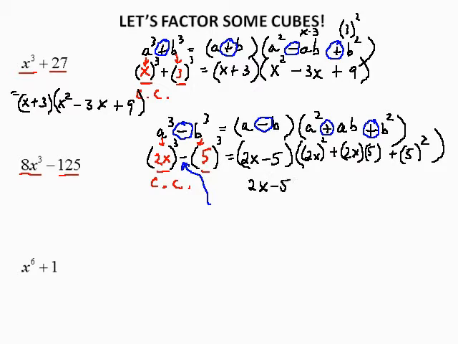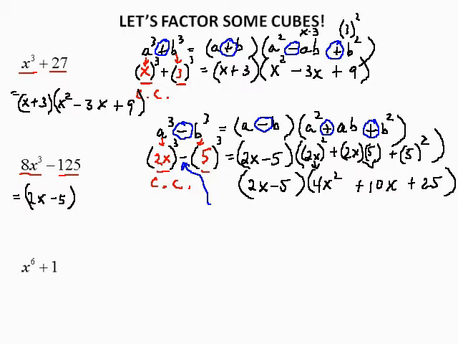Here we go. 2x minus 5 times, if you take 2x and square it here, 2 times 2 would be 4x squared plus 10x, which is 2x times 5, plus 25. And here is your factored answer. So 8x cubed minus 125 factors into 2x minus 5 times 4x squared plus 10x plus 25.